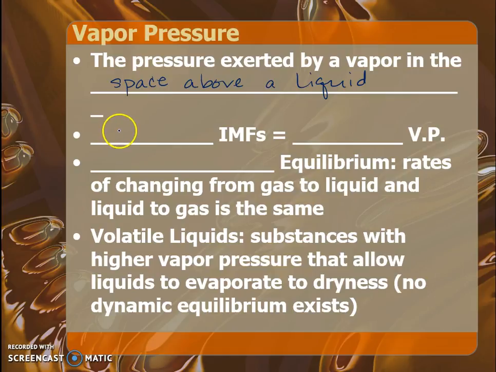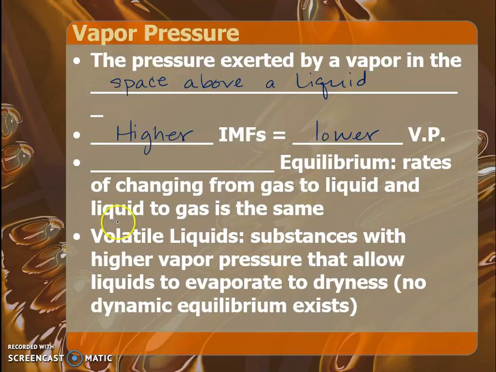Okay, we've also talked about intermolecular forces, and guess what? If we have a higher intermolecular force, it's going to have a lower vapor pressure, and that's because these don't easily change. Higher intermolecular force means that they want to stay together. They don't want to change into the gaseous phase, and since they're not changing into the gaseous phase as easily, there's not going to be as much vapor sitting above the liquid, and so the vapor pressure will be lower.